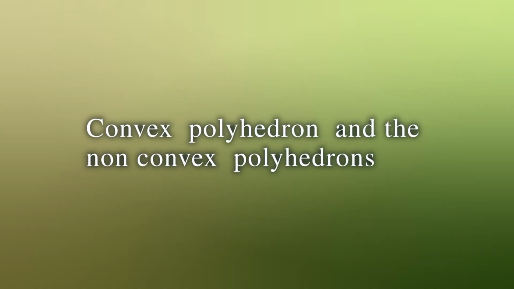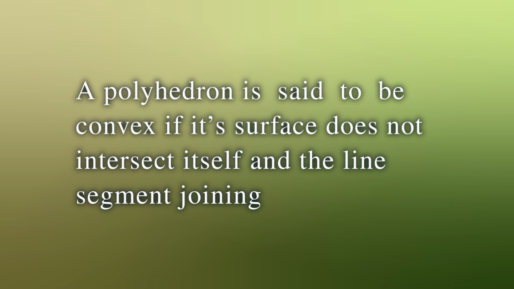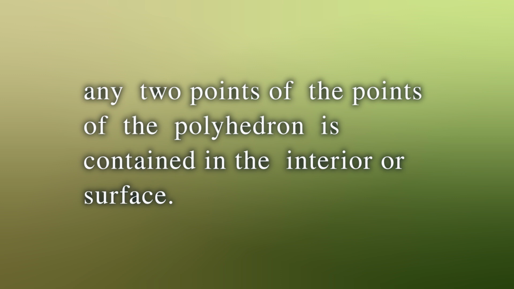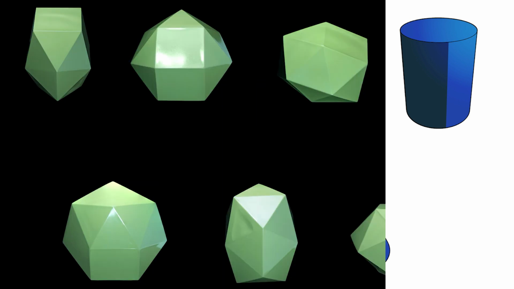There is another way in which we can categorize polyhedrons. That is, the convex polyhedron and the non-convex polyhedrons. Let us try and understand what are convex polyhedrons. A polyhedron is said to be convex if its surface does not intersect itself and the line segment joining any 2 points of the polyhedron is contained in the interior or surface. Here are a few examples of convex polyhedrons and the non-convex polyhedrons.